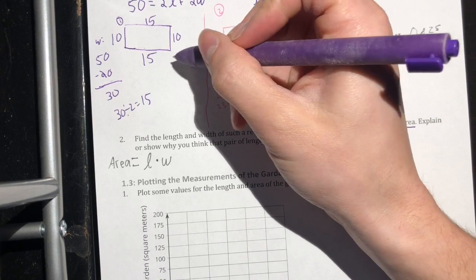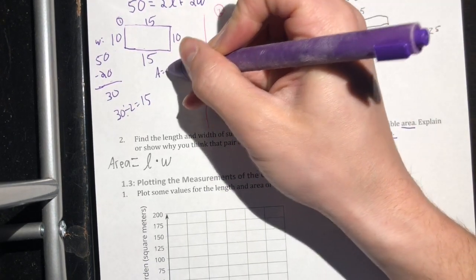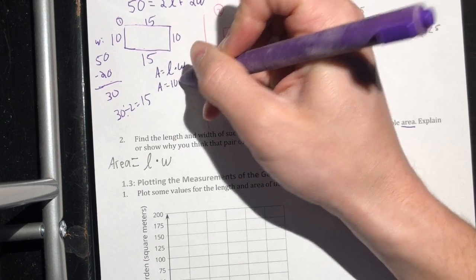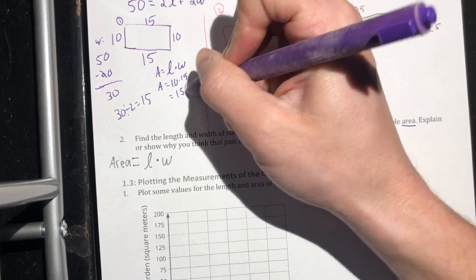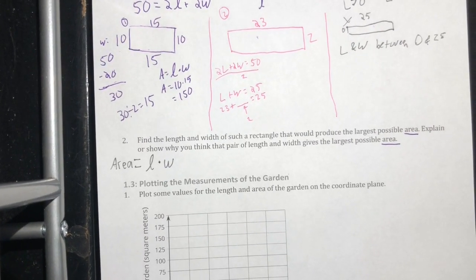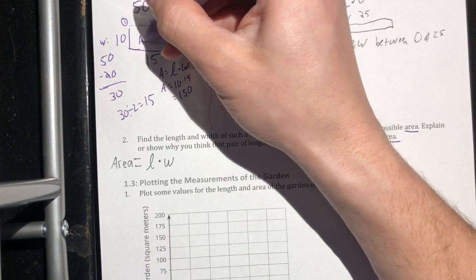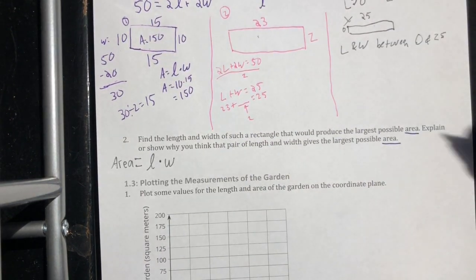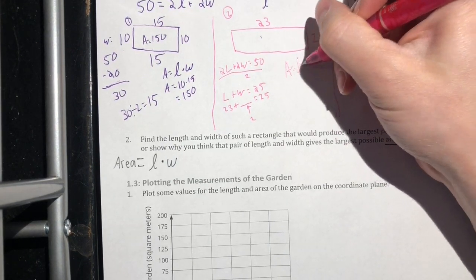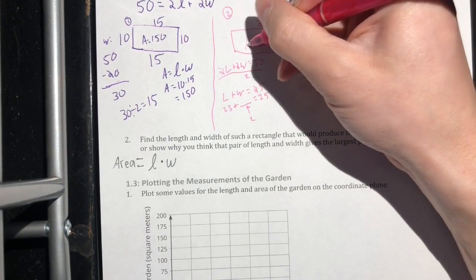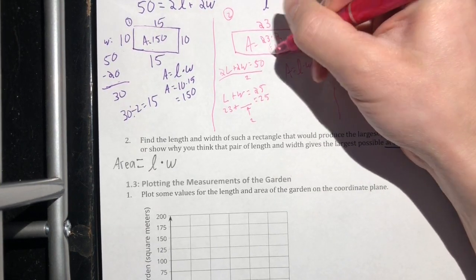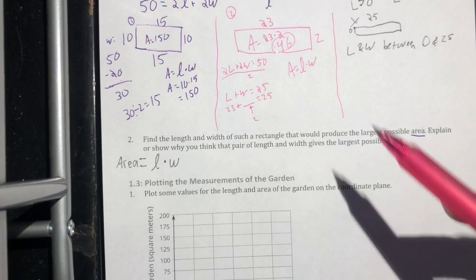So if area is length times width, then here area is 10 times 15, which is 150 square meters. Okay, and here, area is length times width. So area is 23 times 2, which is 46. That's a smaller area.